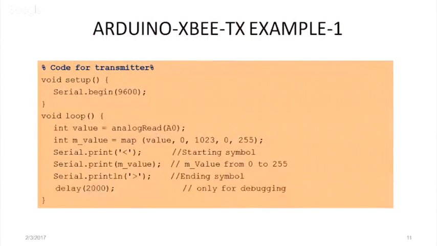We have a simple Arduino code, which is the transmitter code. We can see that there is a Serial.begin command which sets up the serial communication between your system and the Arduino board. Now we have used a simple command, analogRead on pin A0. At pin A0, it will get the analog input from a potentiometer and save that value into the value integer. After that, we will use the map command.